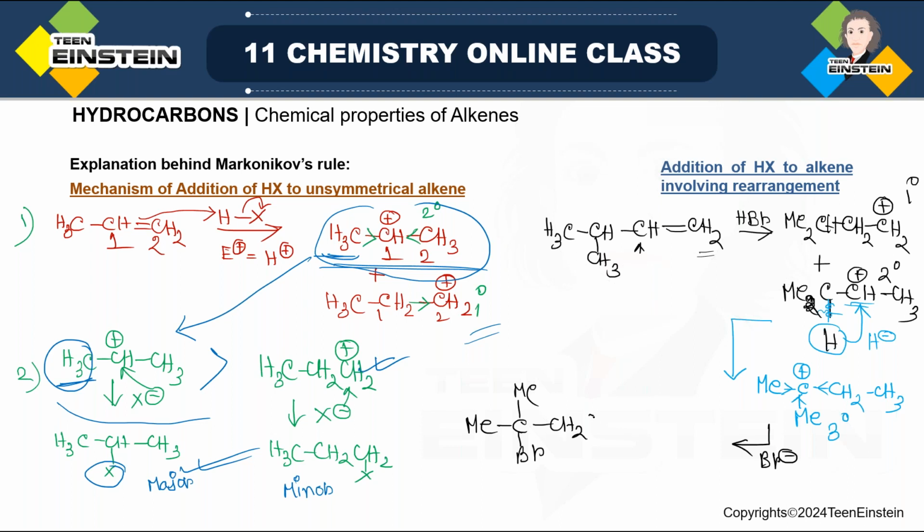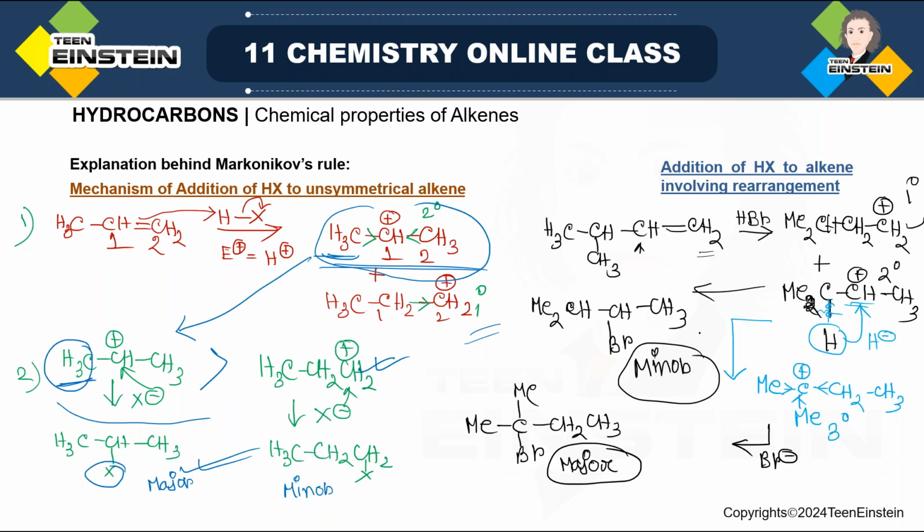So this will be our major product after hydride shift. So this is the major product, and from the 2 degree carbocation you will get the minor product, which is Me2CH, CHBr, CH3. You can also consider this one, but that will be very, very minor. I'm just focusing on the major; the next minor is this one.